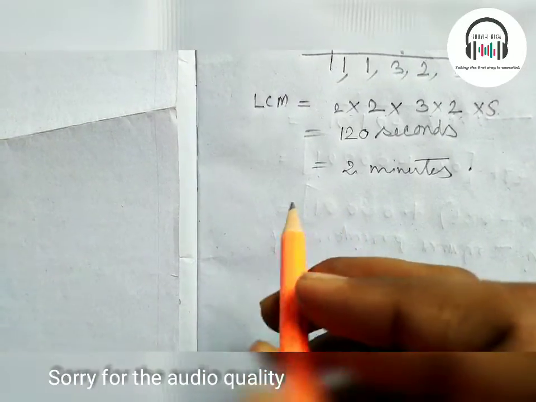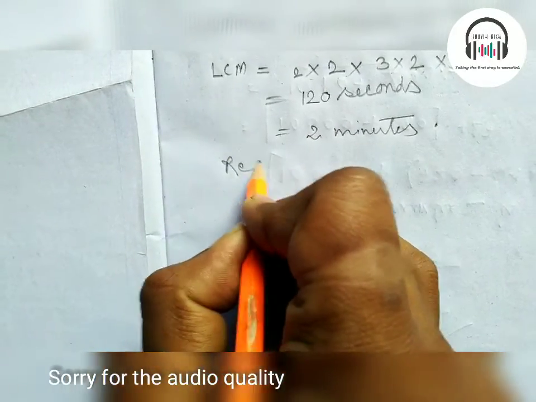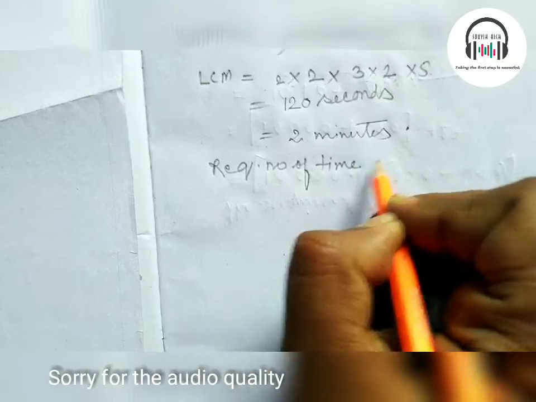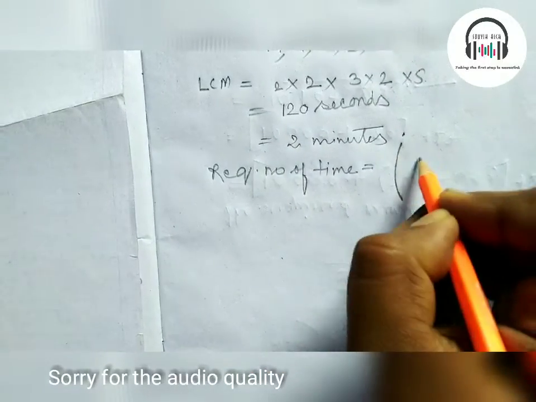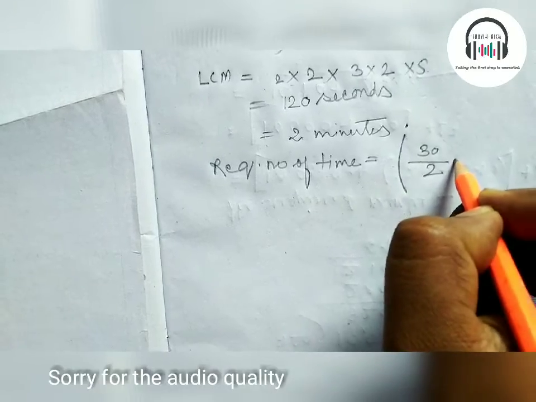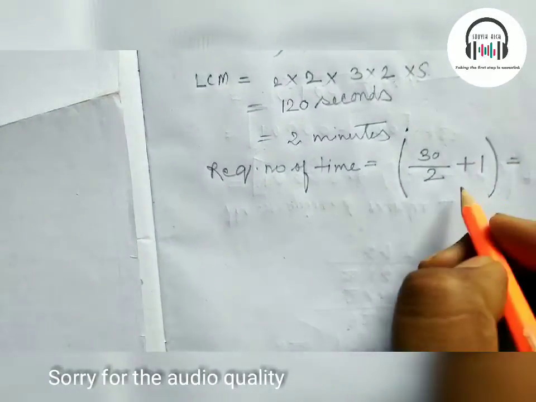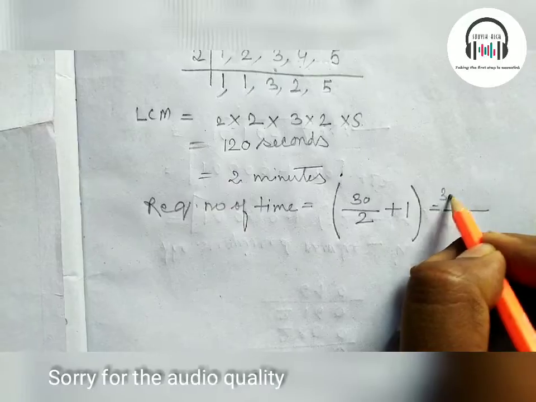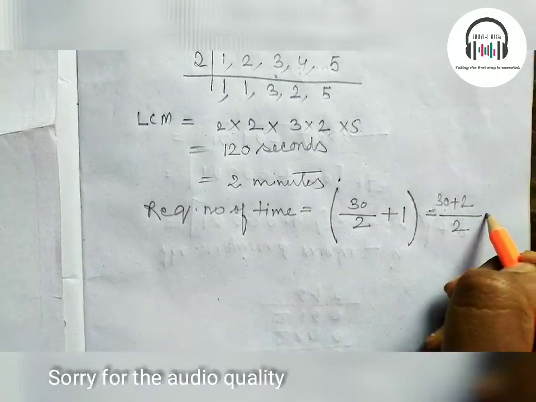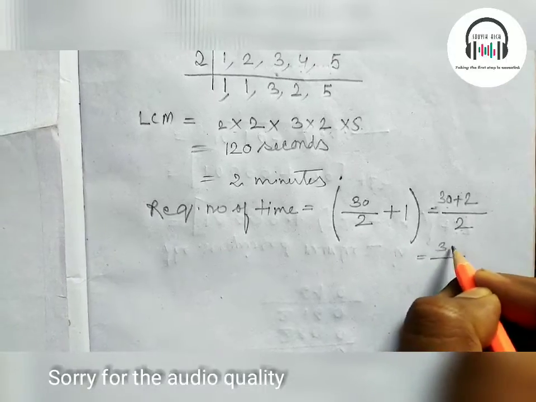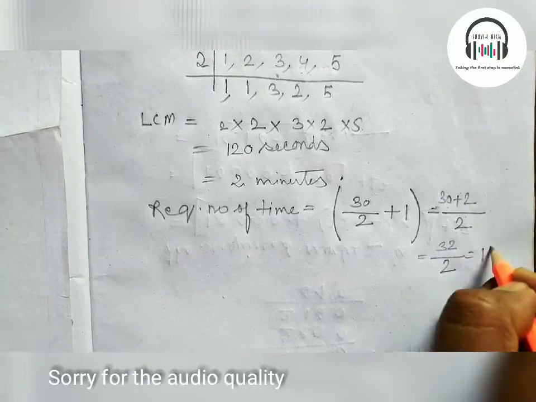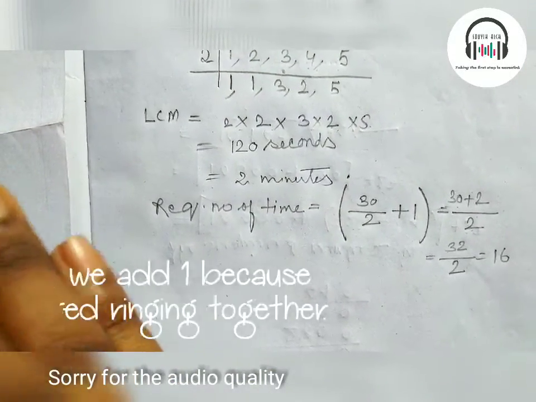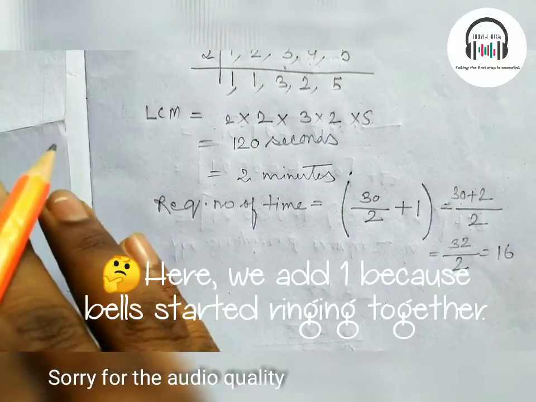Required number of times equals 30 by 2 plus 1. Now we have 30 by 2, which is 15, plus 1 equals 16. Here we add 1 because the bells started ringing together.